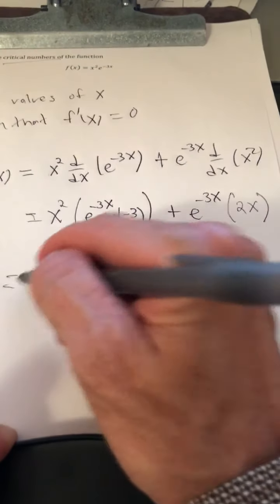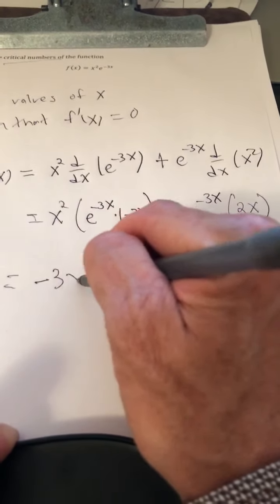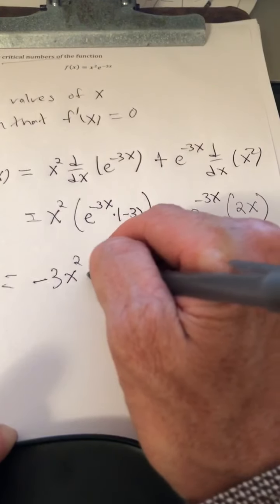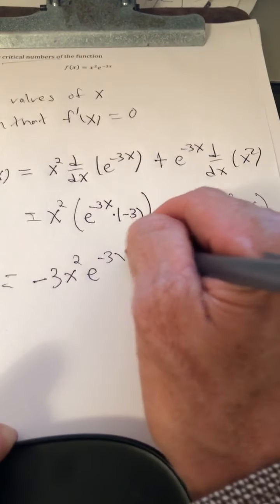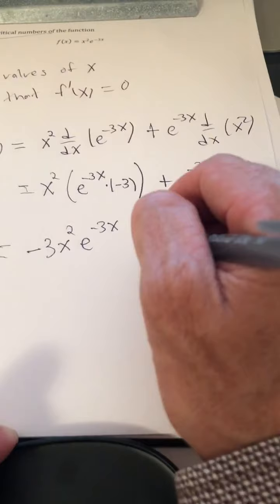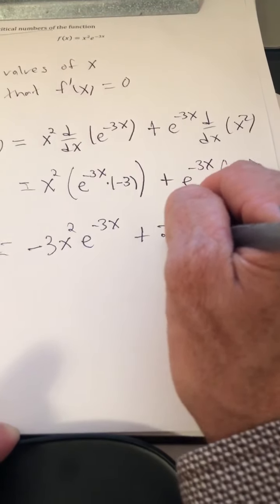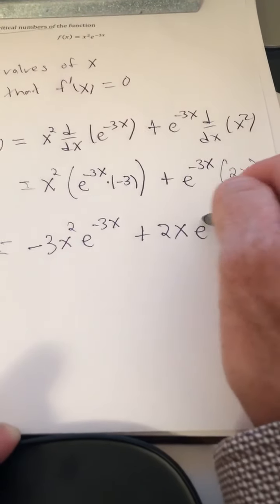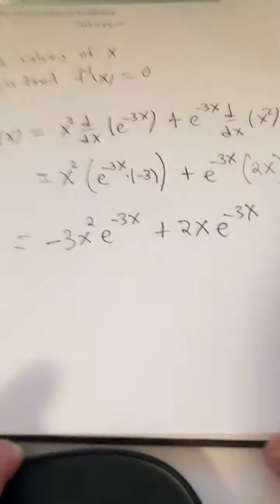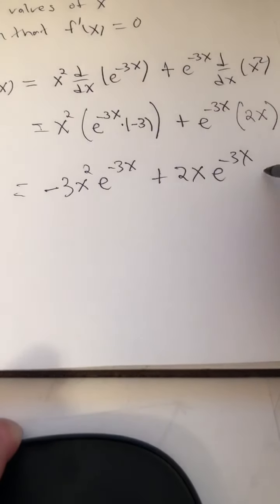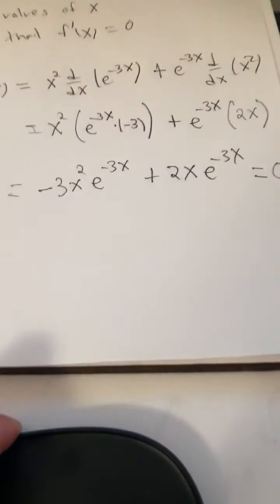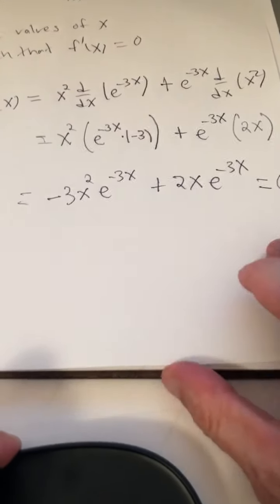So I can write this as negative 3x squared times e to the negative 3x plus 2x times e to the negative 3x. Now, we have the derivative. We're going to set the derivative equal to 0 and solve for x.